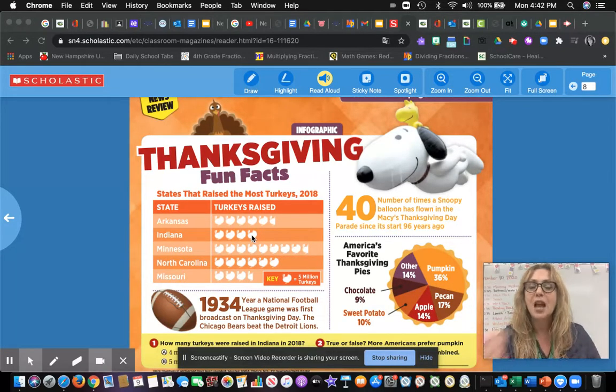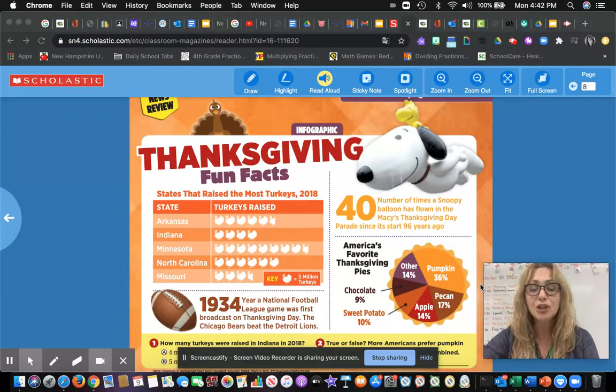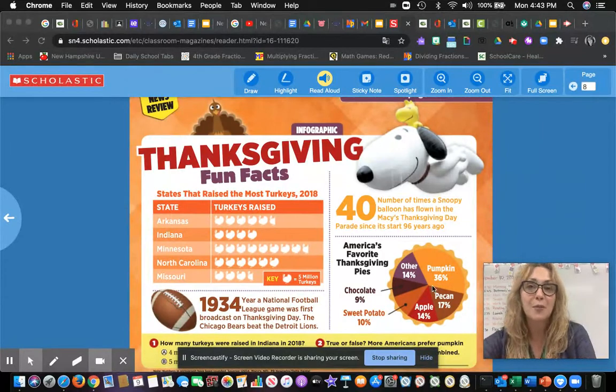Okay? Some other types of graphs that you will see in informational reading, pie graphs. So this graph, its title is America's Favorite Thanksgiving Pies. And it's kind of cool. It's a pie graph for pies. Whenever you see a round graph, we always call them pie graphs. So this is a pie graph about America's favorite pies for Thanksgiving.